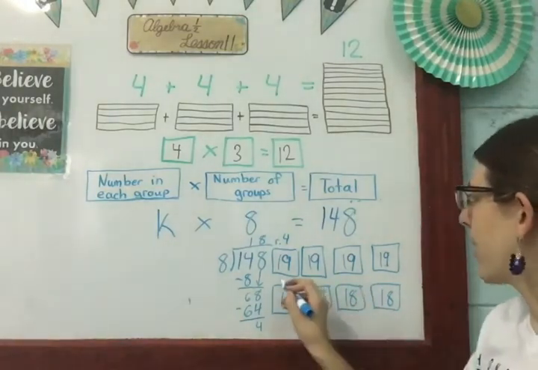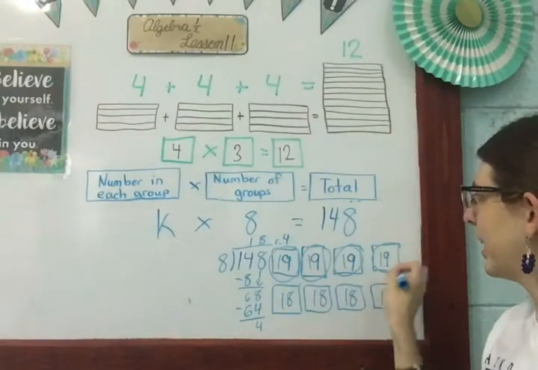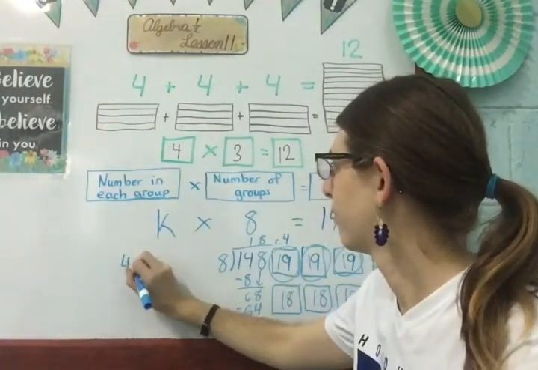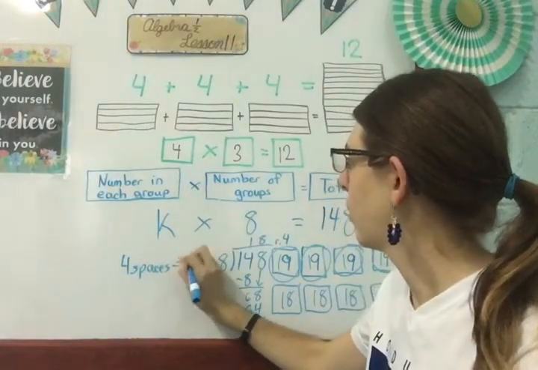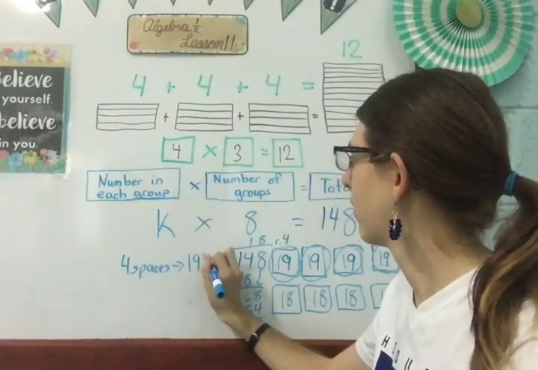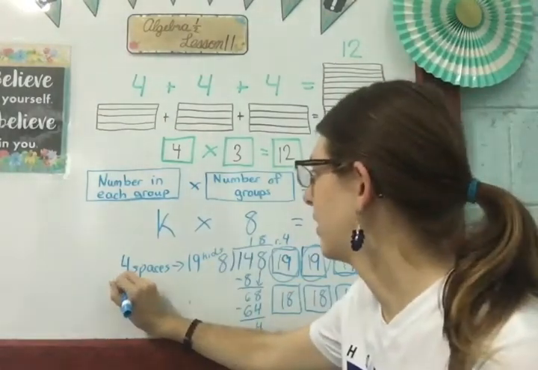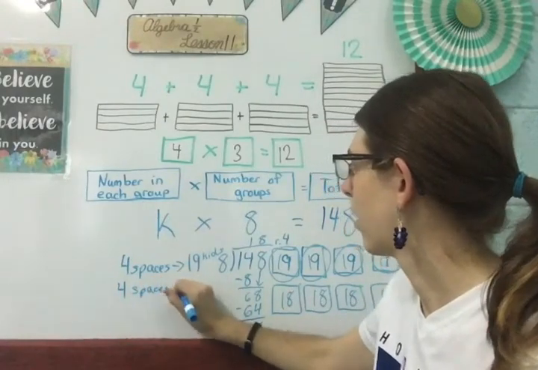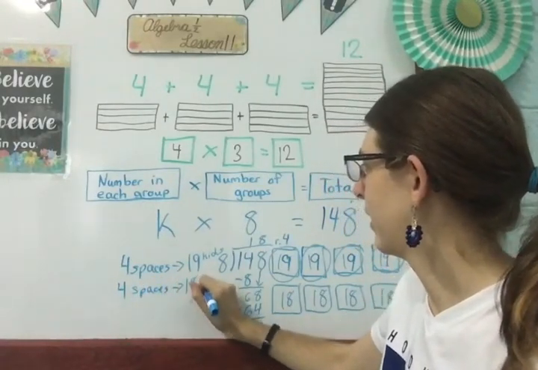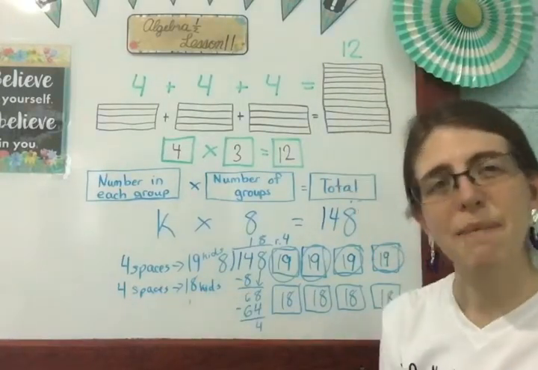So 4 of my spaces have 19. 4 spaces with 19 kids. And 4 more of my spaces with 18 kids. Okay? Does that make sense?